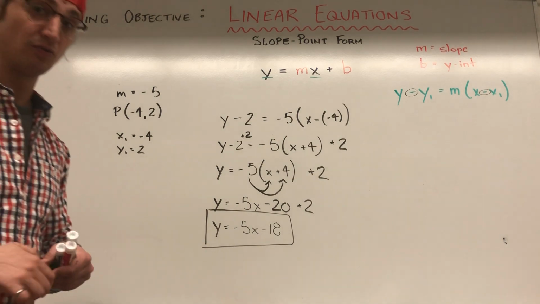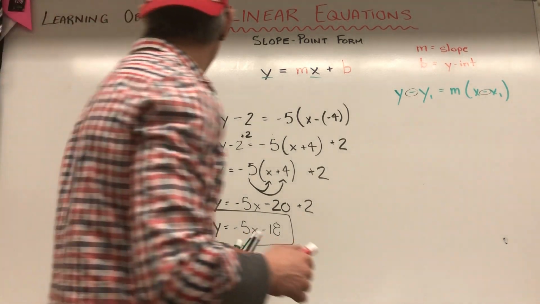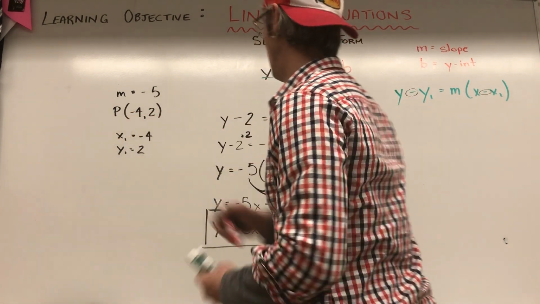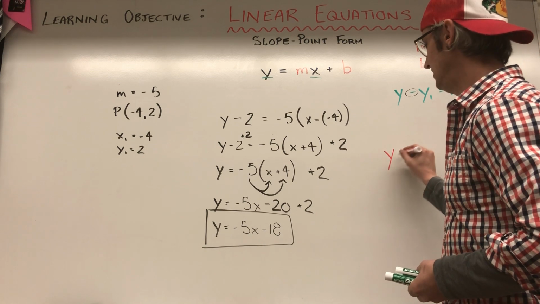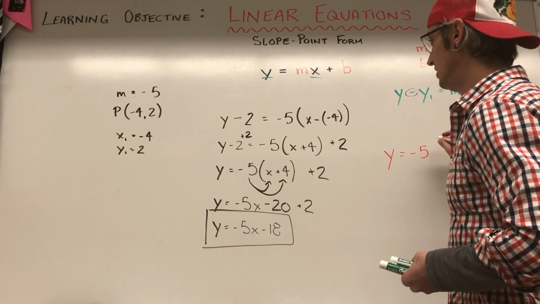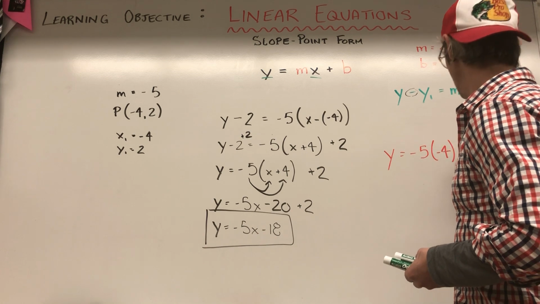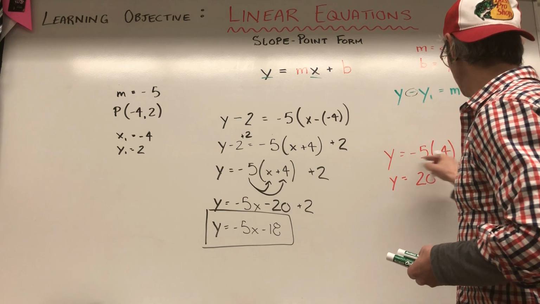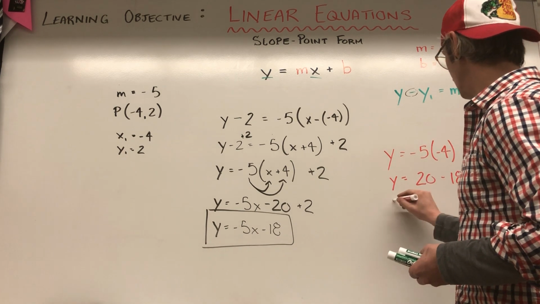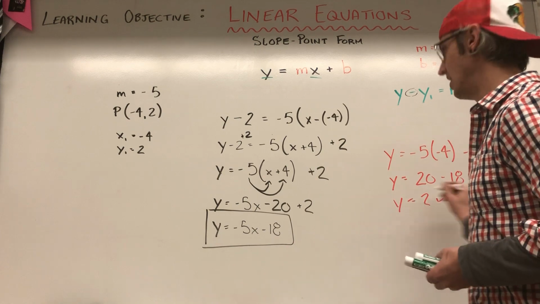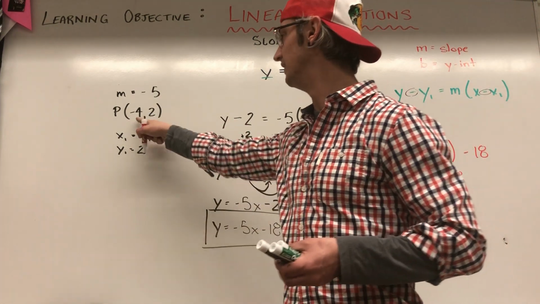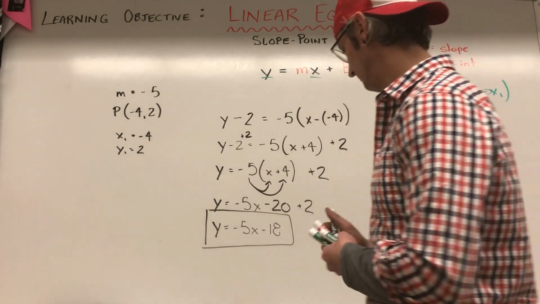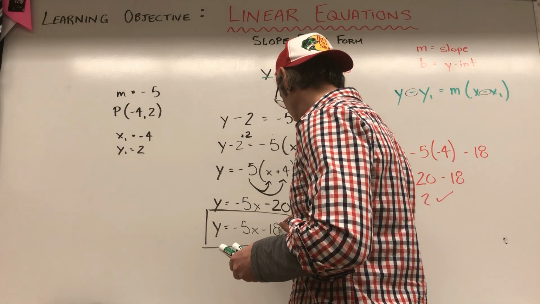And if I've done this correctly, if I input this x into this equation, it should pump out that y. So let's try it. Y is equal to negative 5 times negative 4 minus 18. Y is equal to positive 20 minus 18. Y is equal to 2. And that's correct. That is the correct output with this input. So this equation, y equals negative 5x minus 18, is the equation of our line. Okay, let's do one more example, and then I think you guys will be good to go.